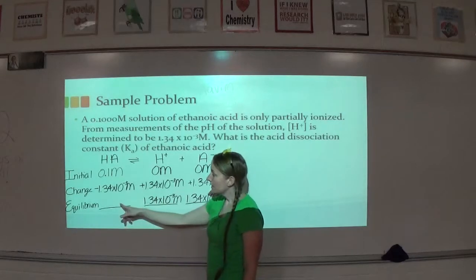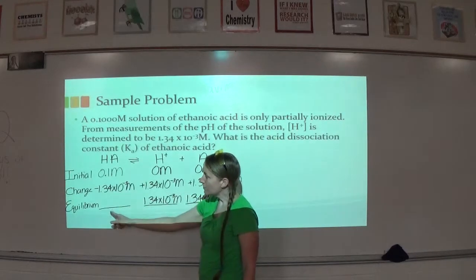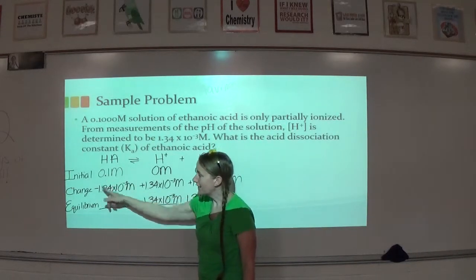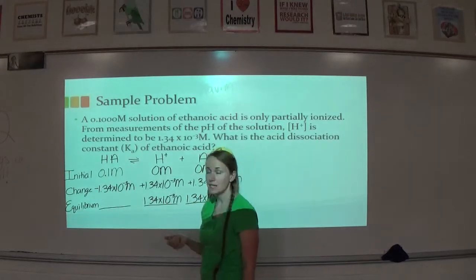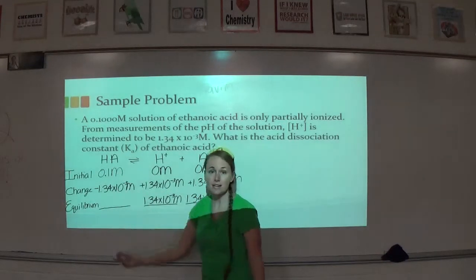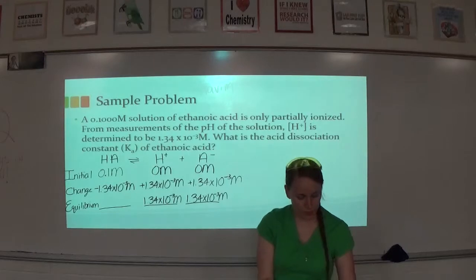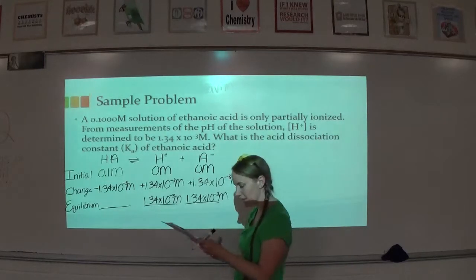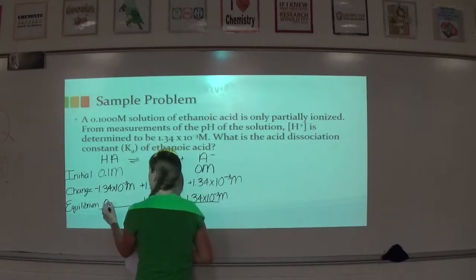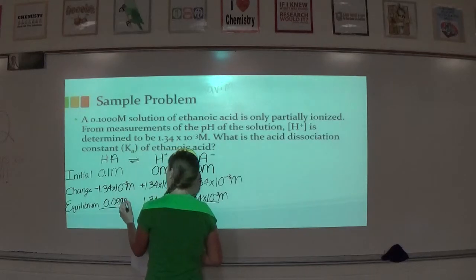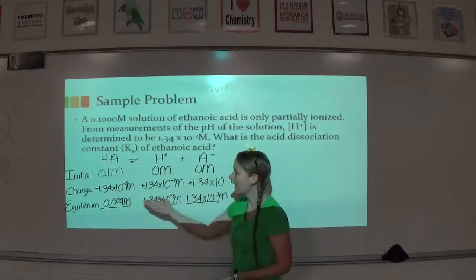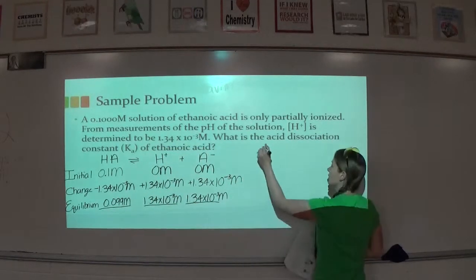Alright, so how do we get this equilibrium? Well, we just follow our subtraction. 0.1 minus 1.34 times 10 to the negative 3. So I just subtract that in my calculator. And so when you do that, you end up getting 0.099 molar. Alright, so now I have my 3 values, so I just plug in.